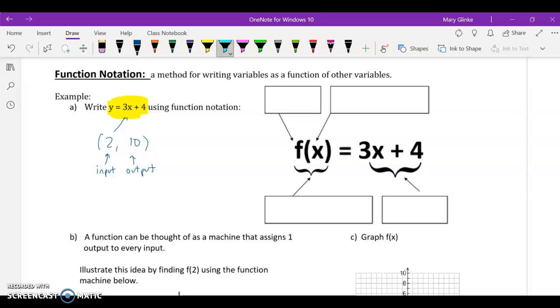What we're going to do now is take our y value, and instead of writing y, we're going to change it to f of x. Okay? So f is going to be the name of the function. The x represents the input. And so f of x means I'm calling my function f so that I actually could graph different functions.